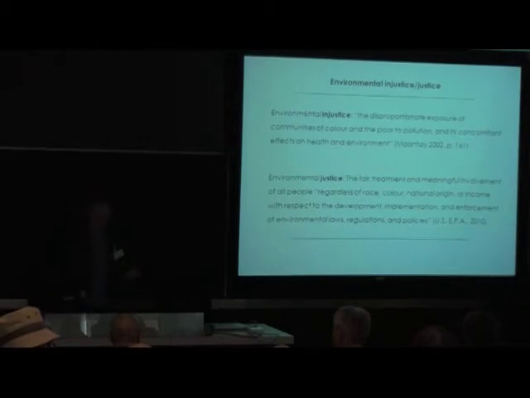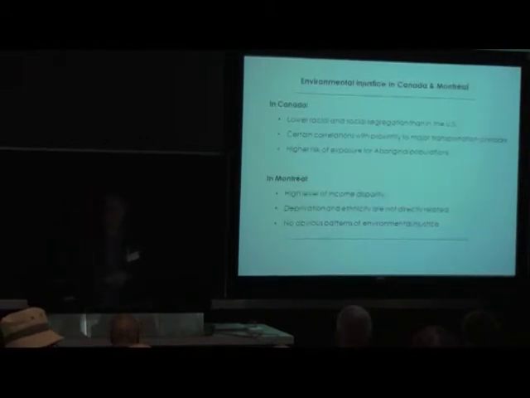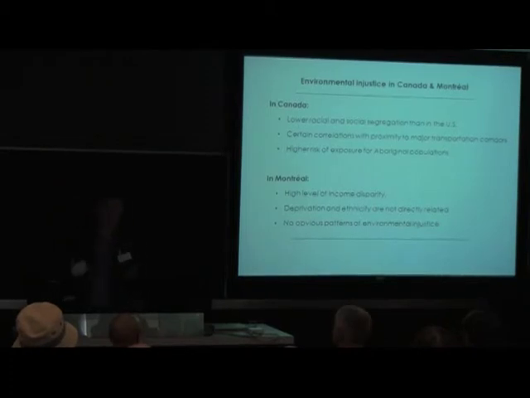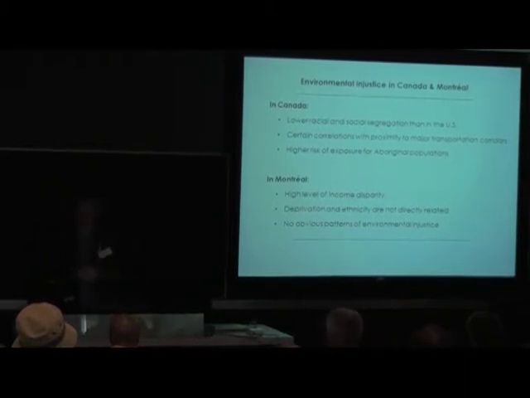So really the idea was to try to explore what was going on in Canada, in Montreal. In Canada, the situation is slightly different than in the US. The level of social and racial segregation is lower, so the situation is different. Research has shown some correlation, mainly with proximity to major transportation corridors. Access to housing is cheaper, and exposure to carbon dioxide or any kind of air release is higher. Also, the higher risk of exposure of the Aboriginal population has been emphasized in different studies.